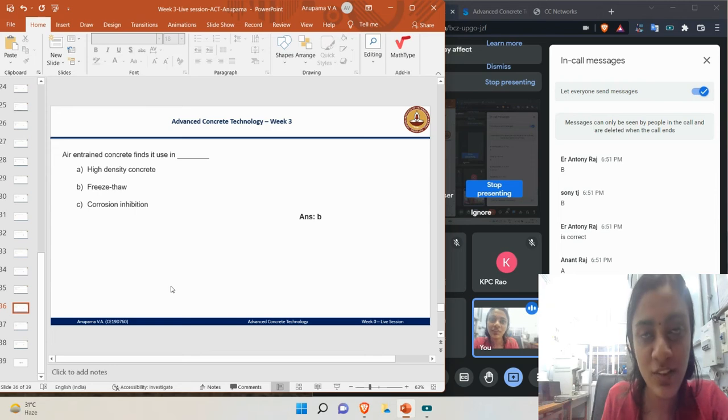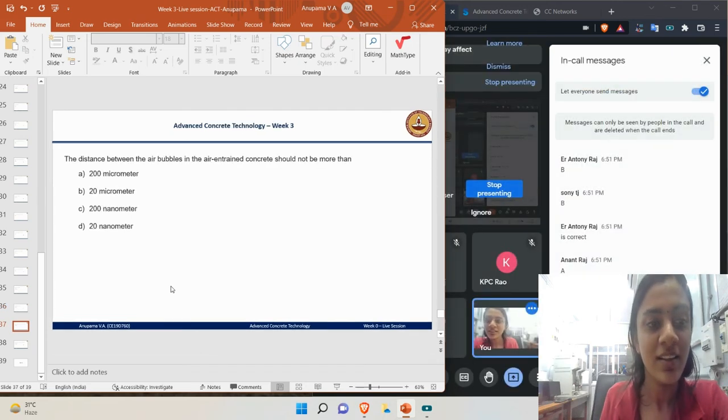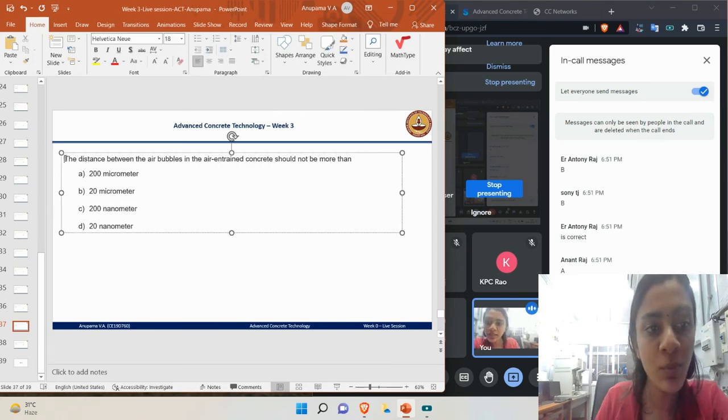Because in freeze thaw condition, there is a volumetric expansion which happens when the water freezes, and there should be some space available within the concrete for the water to freeze. If not, it will cause cracks in the concrete. So it's a durability issue. In order to avoid that, we introduce air. But we cannot just put as much air as we want. The distance between the air bubbles in the air entrained concrete should not be more than.